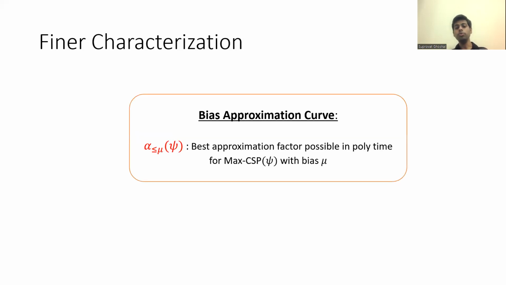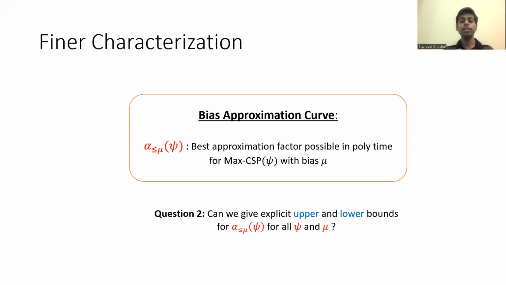Formally, what we want to do is understand the bias approximation curve of a predicate. So in particular, we want to understand this quantity alpha mu of psi, which is basically the best approximation factor that we can hope for using polynomial time algorithms for biased CSP instances with predicate psi and subject to the bias constraint with bias parameter mu.